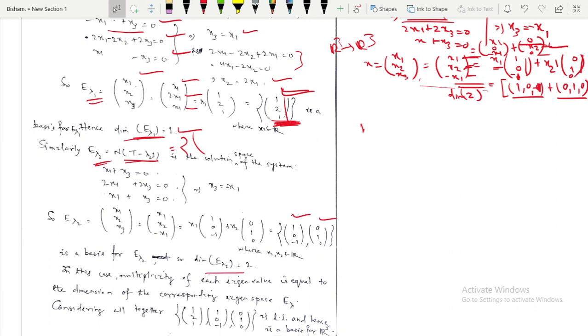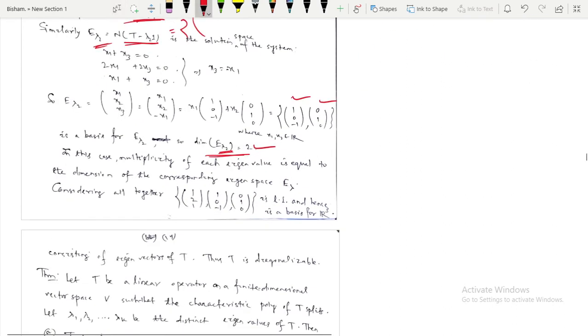So the dimension of E lambda 2, the eigenspace associated with lambda 2, is 2. So these are all three eigenvectors: 1 2 1 for lambda 1, and for lambda 2 these are two eigenvectors. So we already get three eigenvectors, and the domain is R3, so definitely we should get three eigenvectors. So this is a basis for R3, so it is diagonalizable.